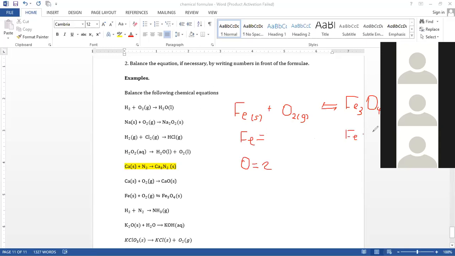Can you be a little louder, please? On the first side of the equation, iron has 1 atom and oxygen has 2. And then on the other side, iron has 3 and oxygen has 4. And we are supposed to balance the equation. To get 3 atoms on this other side, write 3 behind iron, making it 3 atoms, and then write 2 in front of oxygen, making it 4. Perfect, thank you very much.